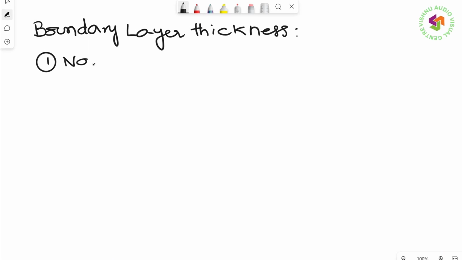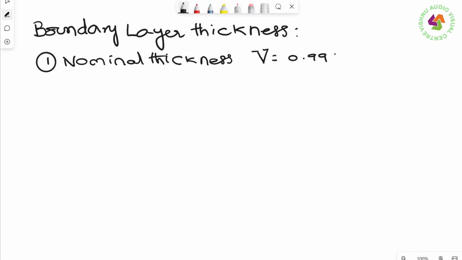One is nominal thickness. Nominal thickness: when the velocity equals 0.99 times the free stream velocity, we call that the boundary layer thickness. Then second, displacement thickness.